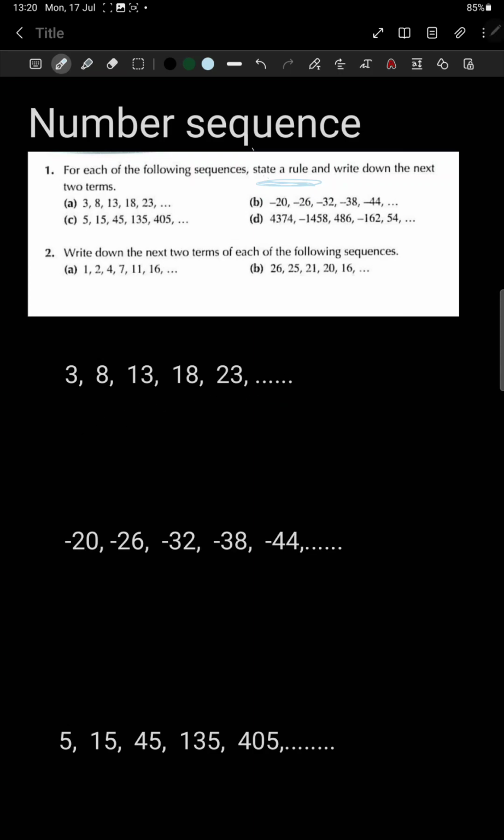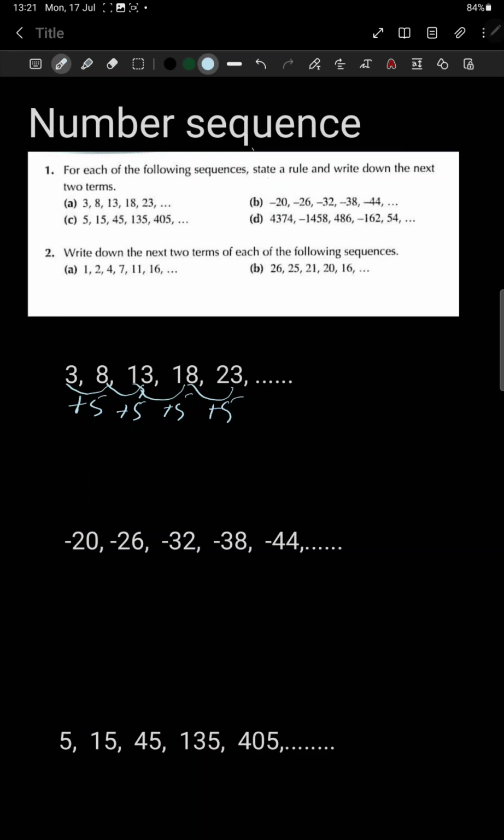There must be a specific rule. Now we are going to find out that rule. For example, the first sequence is 3, 8, 13, 18, 23 and so on. We are supposed to find the next two terms here. So we will check the difference between these. 8 minus 3 will give us 5. So we are adding plus 5. In the next one, we are adding plus 5. 18 minus 13 will give us 5. 23 minus 18 will give us 5.